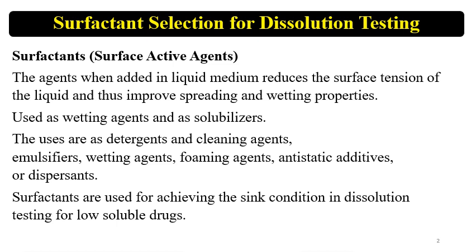These surface active agents work by wetting and solubilizing. So these are used as wetting agents and solubilizers. These materials also have the property of detergents and cleaning agents. In other fields, these are also used as cleaning agents, wetting agents, foaming agents, anti-static additives or dispersants. Surfactants are used for achieving the sink condition in the dissolution testing of low soluble drug substances.